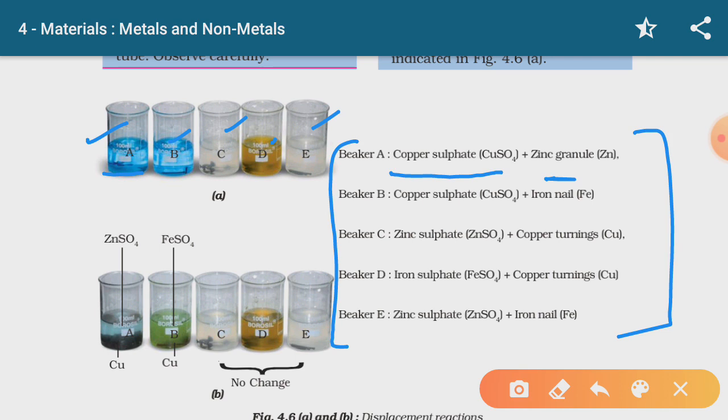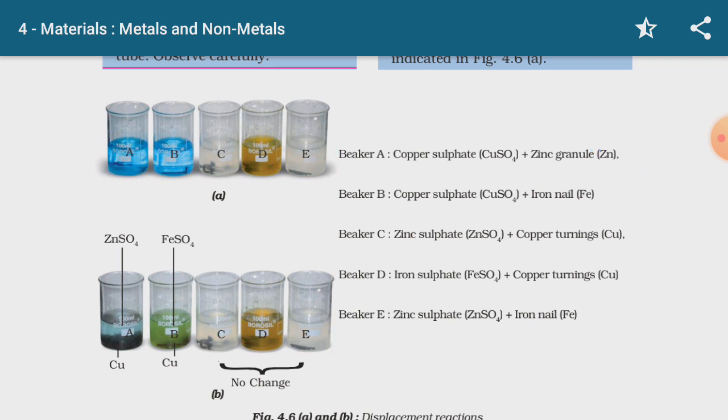So what do you think will happen with the zinc? Zinc is more reactive than copper, so it will try to displace copper from its solution. What will be the new product? ZnSO4, and Cu will be left behind. So this is case 1.